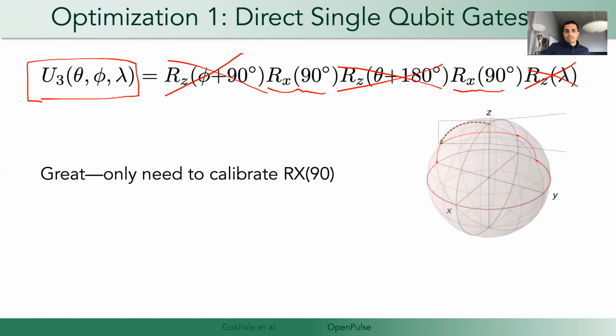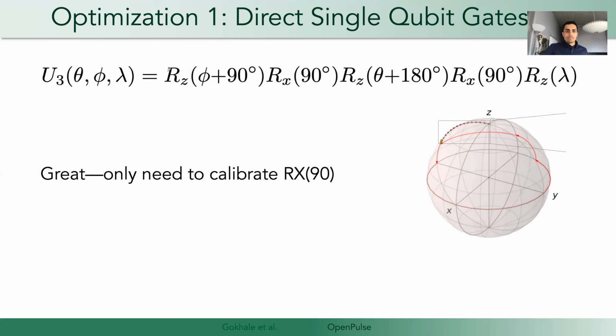And as an example of this, if we wanted to do this rotation, we do it indirectly, which is first we do an Rz, which in this case is 0. Then we do an Rx of 90 degrees, which takes us down to this point. Then we do an Rz, which takes us across the equator to this point. Then we do an Rx, which brings us up here. And then we do a final Rz, which takes us to the target point.